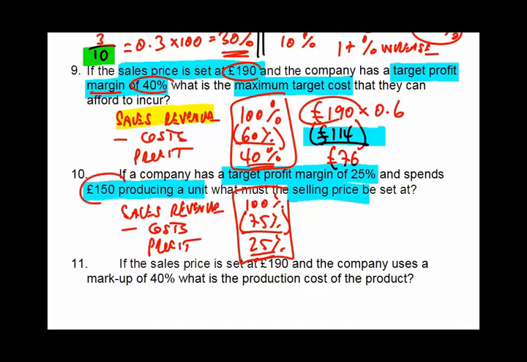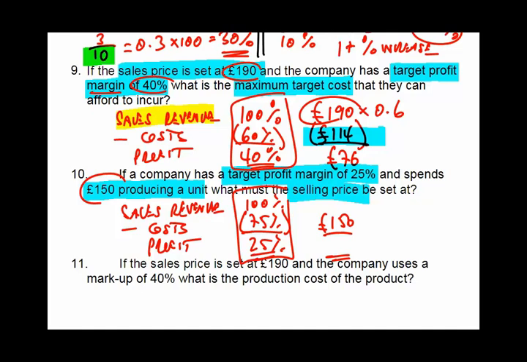Now in this case, we know the £150, which remember is the cost. That's the cost of producing each unit. How can we therefore work out what the selling price must be? Well, we can see here that the cost is 75% of whatever the sales price is. So whatever your price is, you'd be multiplying by 75%, or multiplying by 0.75, to give the cost.